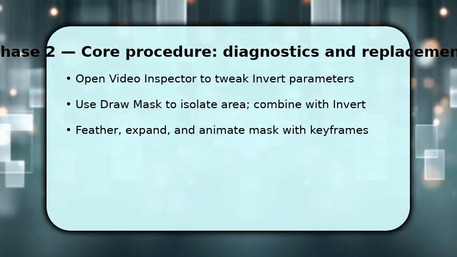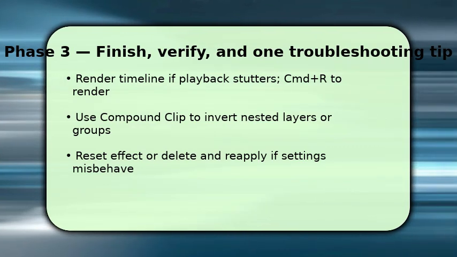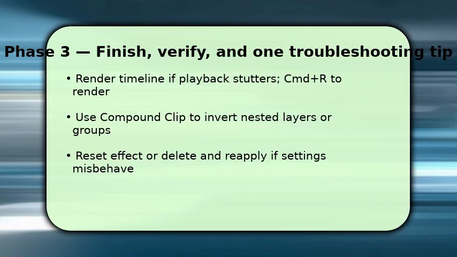To finish, scrub and render the timeline so the inverted result plays smoothly. Use CMD+R if playback stutters. If you need the inversion to apply to several stacked clips, make a compound clip and apply invert to that compound for consistent results. This simplifies color grading downstream.